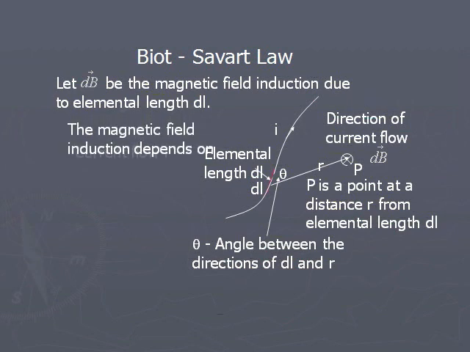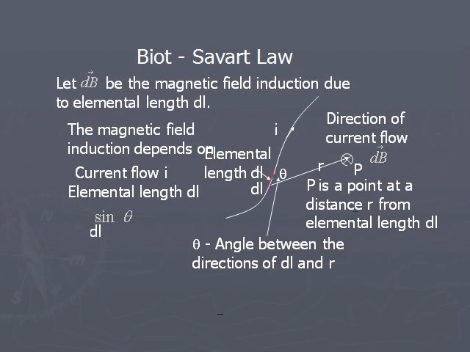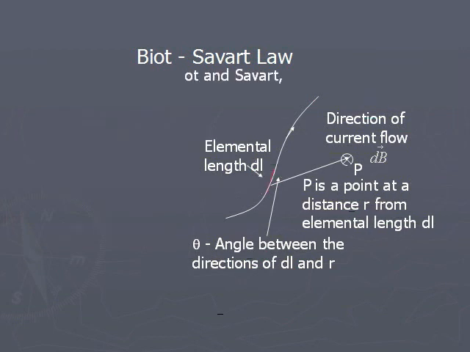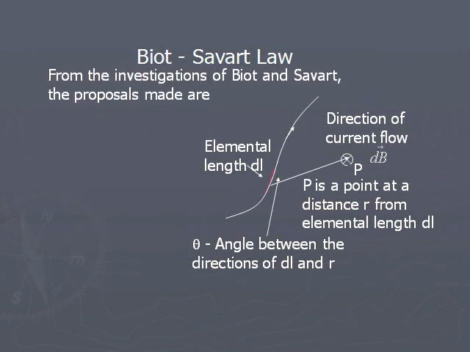This magnetic field induction dB depends on the current strength I, the elemental length dl, and sin theta, where theta is the angle between the elemental length and the distance of point P from the conductor. It is also inversely dependent on the distance. Let us take these four relations.